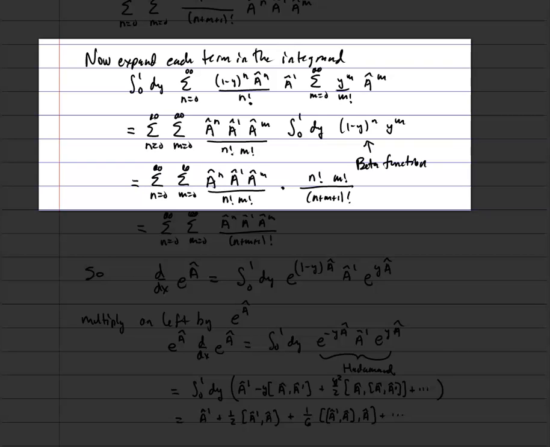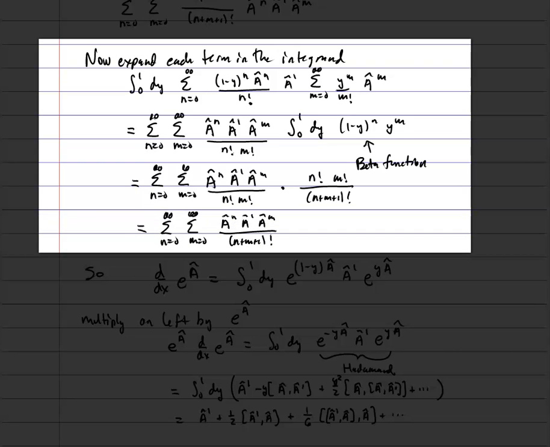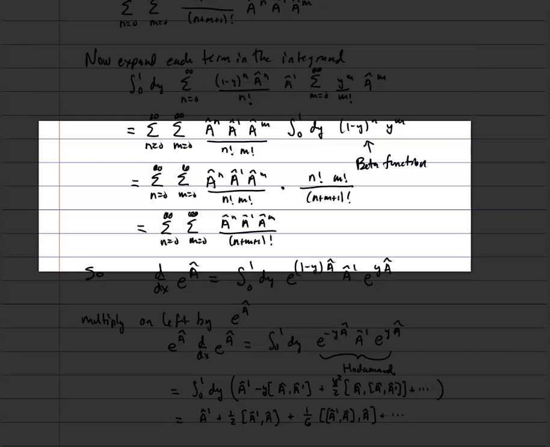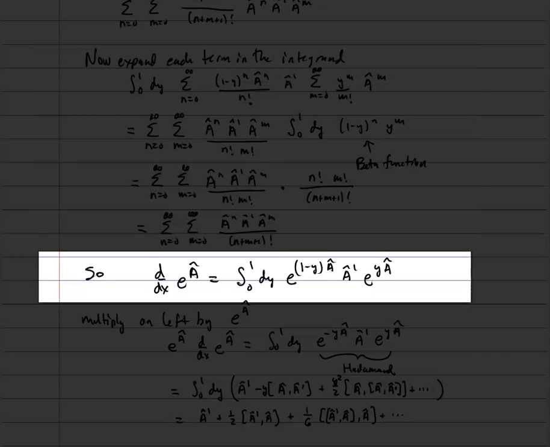You see the n factorial and n factorial terms will cancel, m factorial and m factorial will cancel, and I'm left with the form that we had before, that I had said you get by just differentiating the power series. So we have just proven that the derivative with respect to x of e to the a is equal to the integral 0 to 1 dy, e to the 1 minus y times a, a prime, e to the y times a.